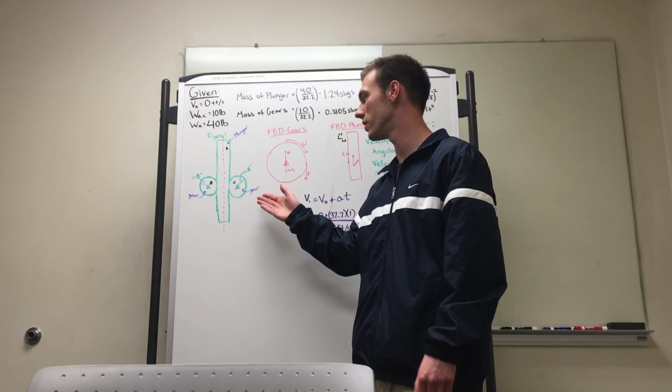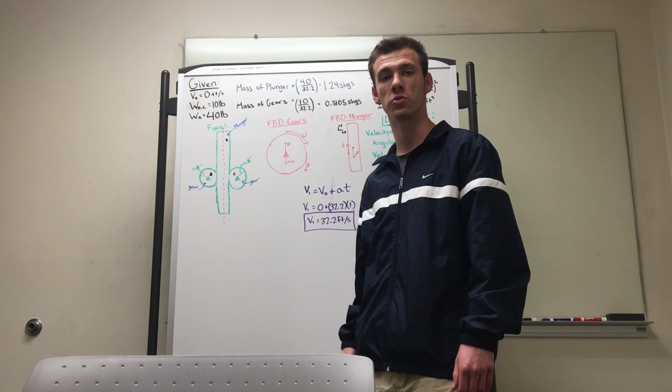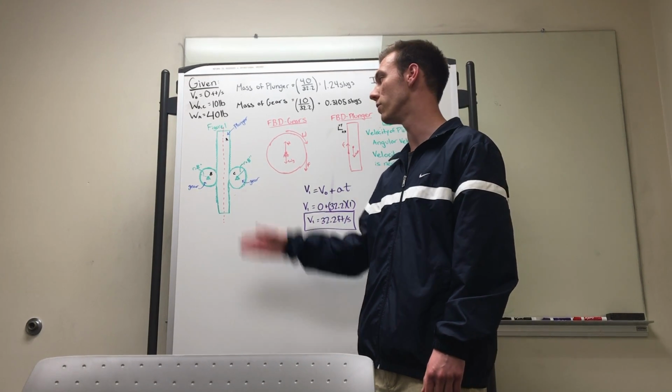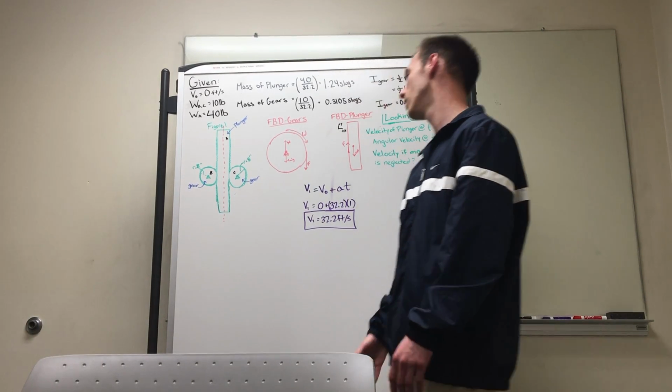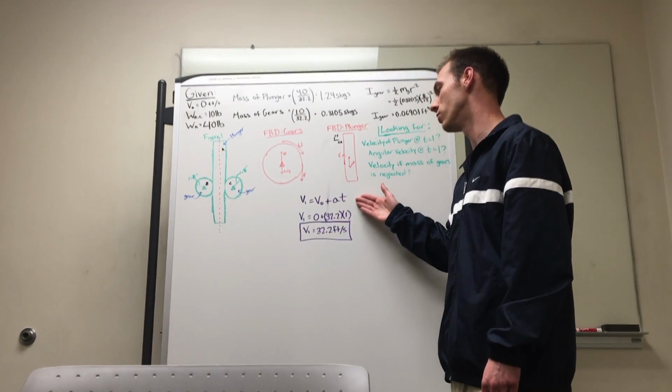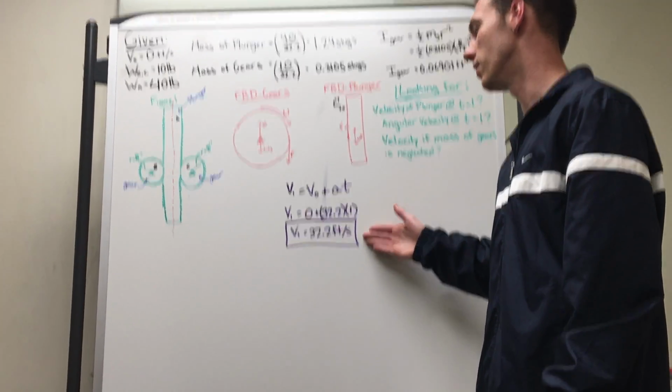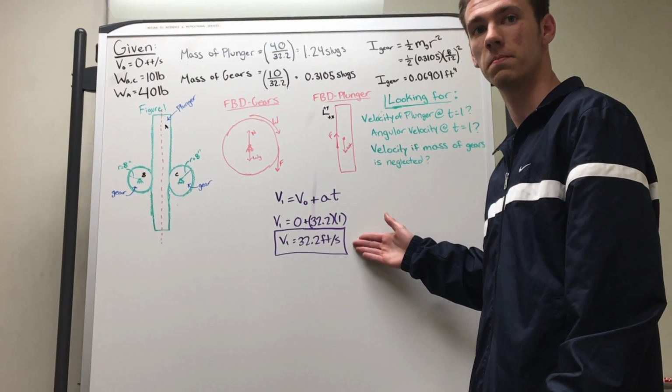If the mass of our gears is 0, the inertial torque of them is 0. Therefore, our plunger is essentially in free fall and is only affected by gravity. So we can plug into this equation here and get a velocity of 32.2 feet per second.